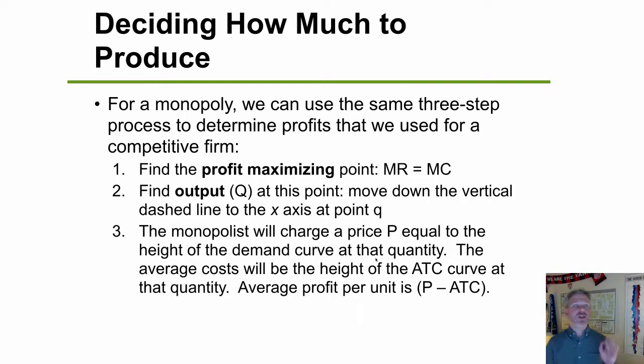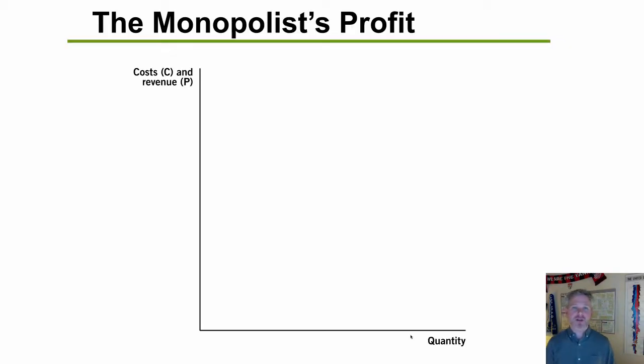Then the monopolist charges a price equal to the demand curve at that quantity. That is the price the market will pay at that quantity of output. The average cost will be the height of the average total cost curve at that quantity. Average profit is the price minus the average total cost. This is much easier to see in a graph, so let's do that.